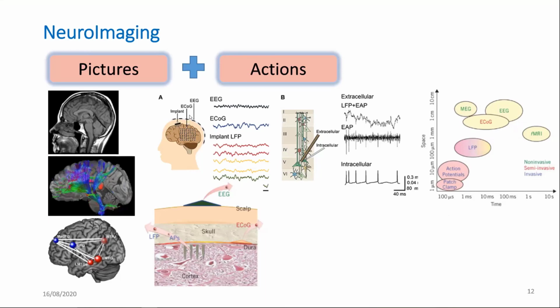For example, the EEG, which is from the scalp, is non-invasive, so it's not going to do any harm or damage to your brain. But whenever you're implanting something into the brain, definitely it is causing some harm to your brain. So that is also a consideration during the experimentation.